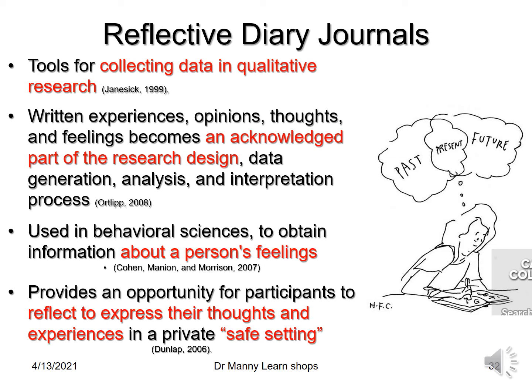It provides an opportunity for participants and the researcher to reflect, to express their thoughts and experiences in a private, safe setting. So, for example, in a focus group, the participant may not have wanted to express what they really felt. So by using a reflective journal, they can take it home, a safe setting, and sit down and reflect about the same questions that the researcher asked during the focus group interview.